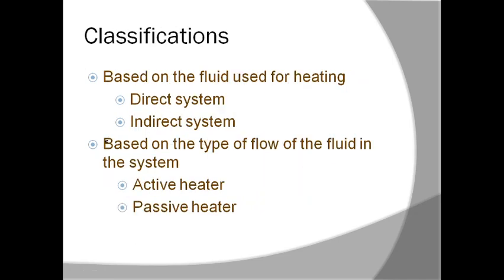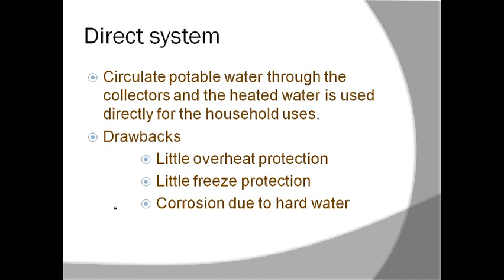Solar water heater can be classified into different categories. Based on the fluid used for heating, a solar water heater can be classified into direct system and indirect system. Based on the type of flow of the fluid in the system, it can be classified as active heater or passive heater. Now let us learn about these different types of solar water heater.